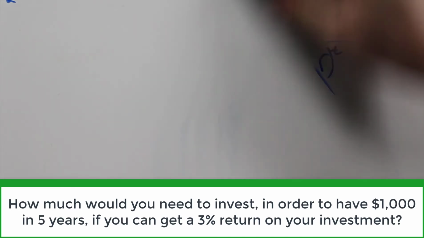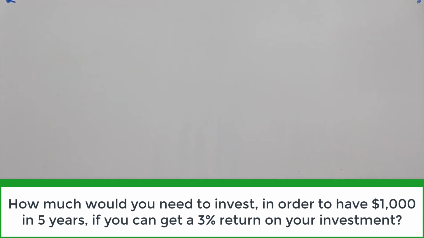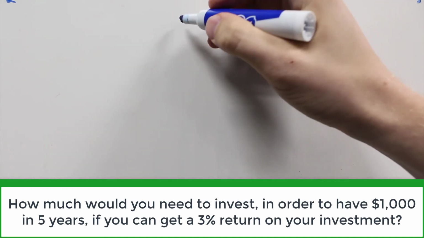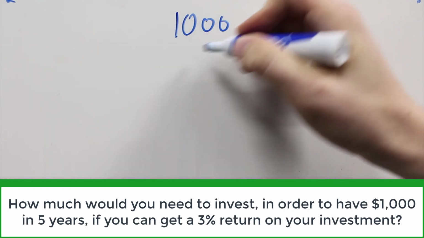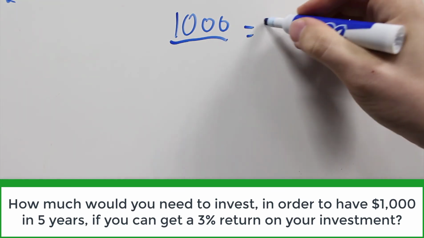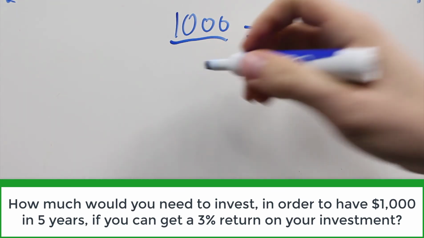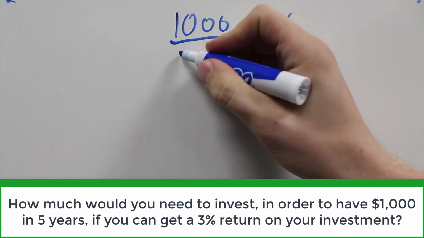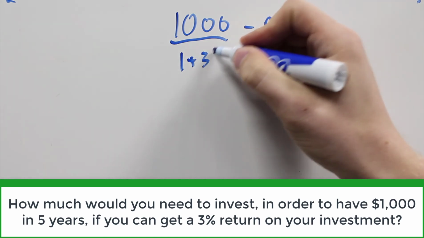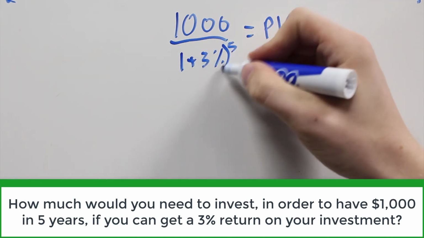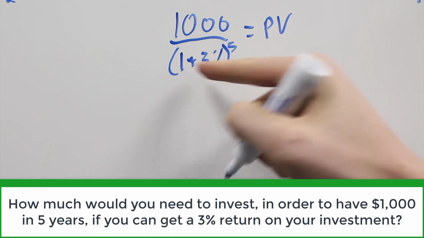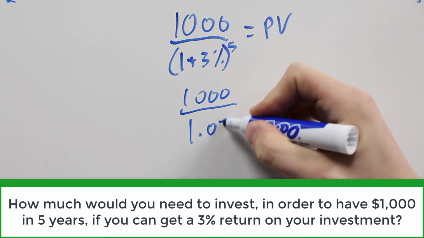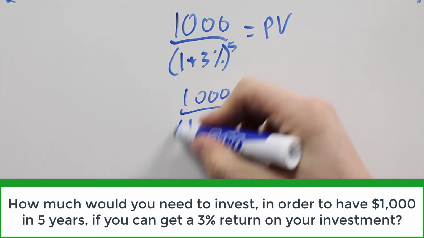So I'm going to erase this again, and we're going to start from the beginning. How much would you need to invest in order to have $1,000? That's our future value. We want to have $1,000 at the end. So $1,000 equals present value divided by 1 plus r to the t. If we're investing for 5 years and we can get 3% return on investment, that means 1 plus 3% to the power of 5, for 5 years.